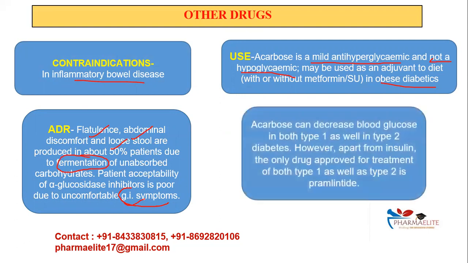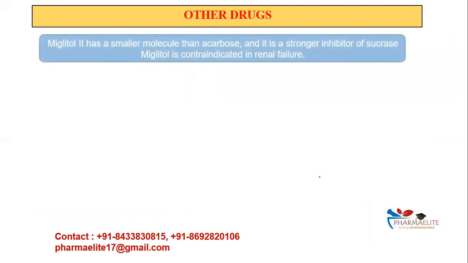Okay. Coming on to the next part, Acarbose can decrease the blood glucose in both type 1 as well as type 2 diabetes. But the approved drug we have to see, that is only pramlintide. So even the Acarbose you can give, but the approved drug is pramlintide. Coming on to some other drugs, we have Miglitol from the same class. Yes, it is a smaller molecule. I will show the structure of Acarbose, Miglitol and Voglibose also. Miglitol, if you see, is a small molecule compared to Acarbose, and it is a stronger inhibitor of sucrase.